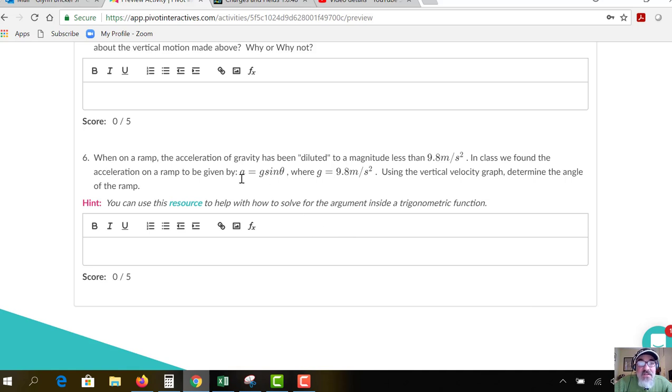So this acceleration here, you get from your graph. Mine was 150, the magnitude of it. G is 980. These are both in centimeters per second squared. So then you can find the sine of theta because you know A and you know G, and then you can find theta. So when it says use the vertical velocity graph to determine the angle, the vertical velocity graph, that's where you get the acceleration from. G is 980 centimeters per second squared, and then you can get that angle that way.